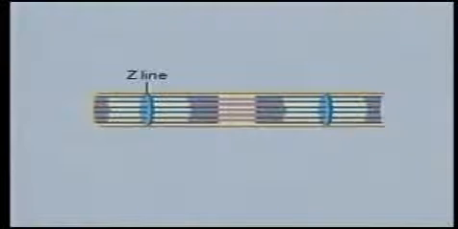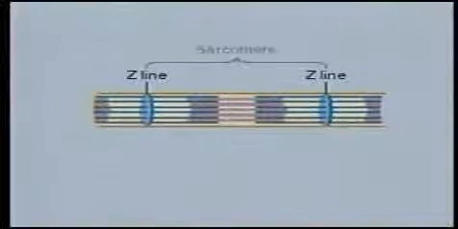The Z-lines are actually disc-like sheets of protein to which the thin filaments are attached. The segment of the myofibril between two Z-lines is called a sarcomere.